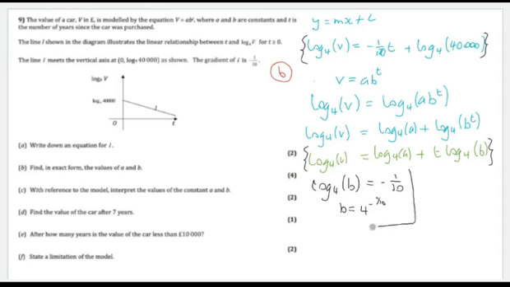And then equally, we can equate coefficients for this term here. So log to the base 4 of A is going to be log to the base 4 of 40,000. Log to the base 4 of A equals log to the base 4 of 40,000. So therefore, we can just say A is equal to 40,000. Make sense? Yeah.